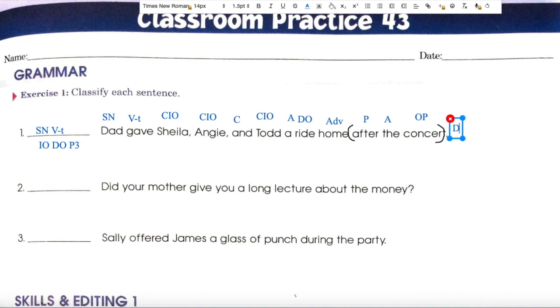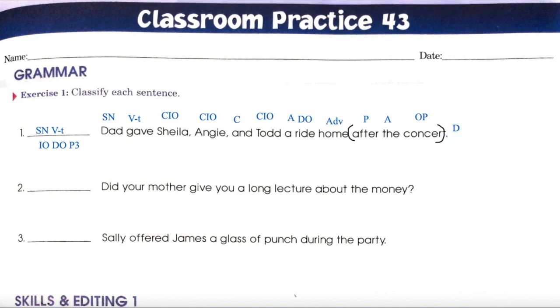Let's divide the complete subject from the complete predicate. The subject is dad. It's the only part of the subject. That means the rest of it is the predicate. Gave Sheila, Angie, and Todd a ride home after the concert, because it starts with the verb gave. All right, and we are done with that sentence.